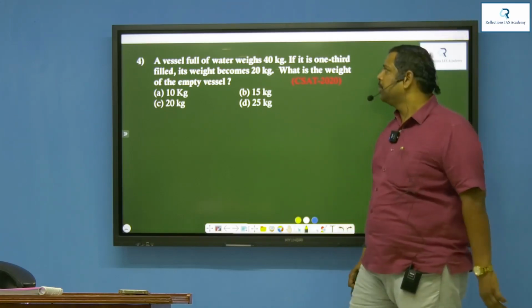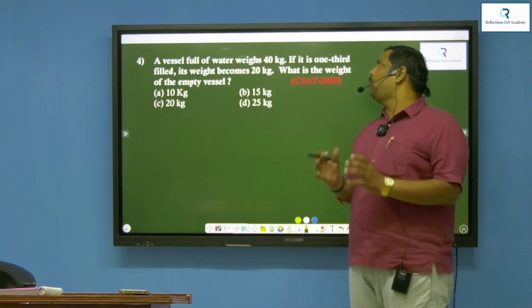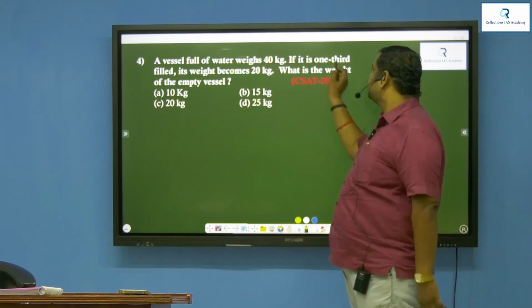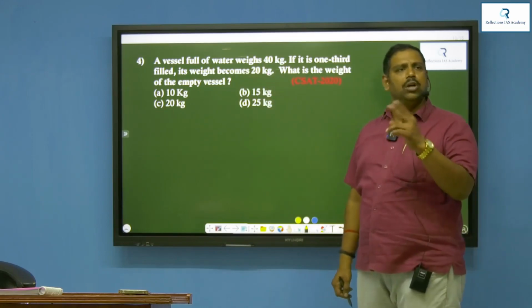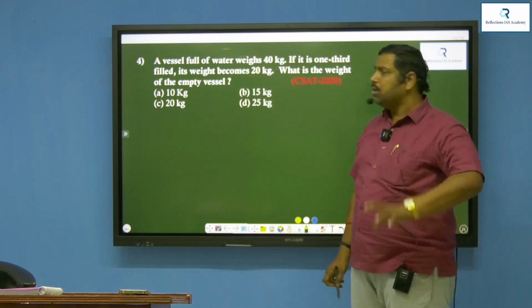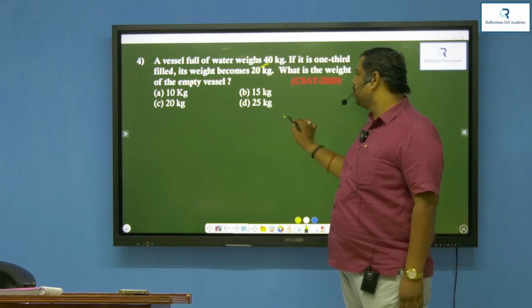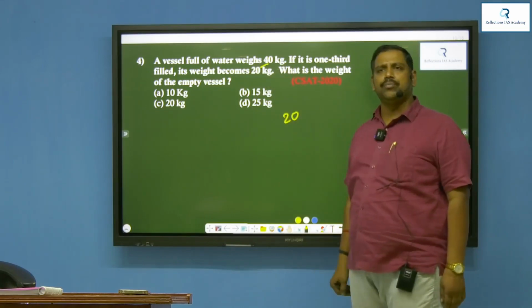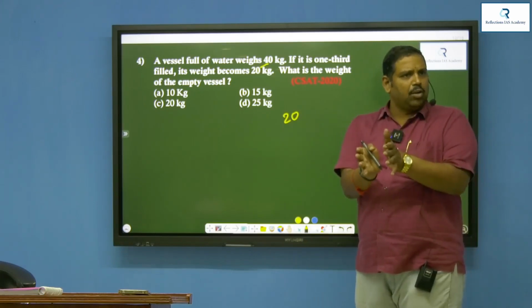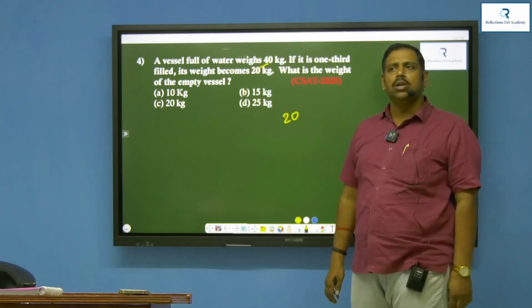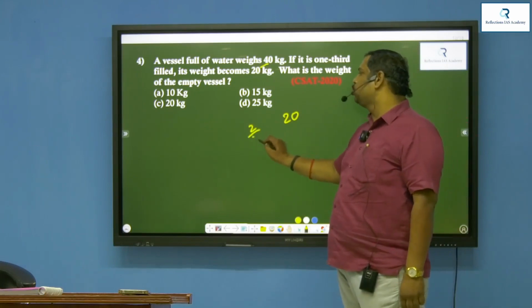So, a vessel full of water weighs 40 kg. Now how much did I remove? It is only 1/3 filled. 1/3 filled means how much removed? 2/3 of the water removed. What's the weight reduced? 20 kgs. Why is it reduced? Some water has gone out, so its weight is reduced, right or wrong? How much water went out? 2/3. Can I say this is the weight of the 2/3 water?